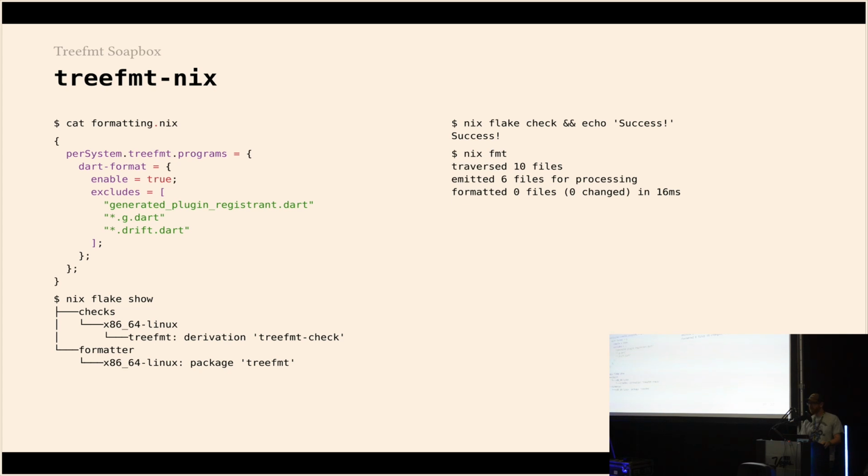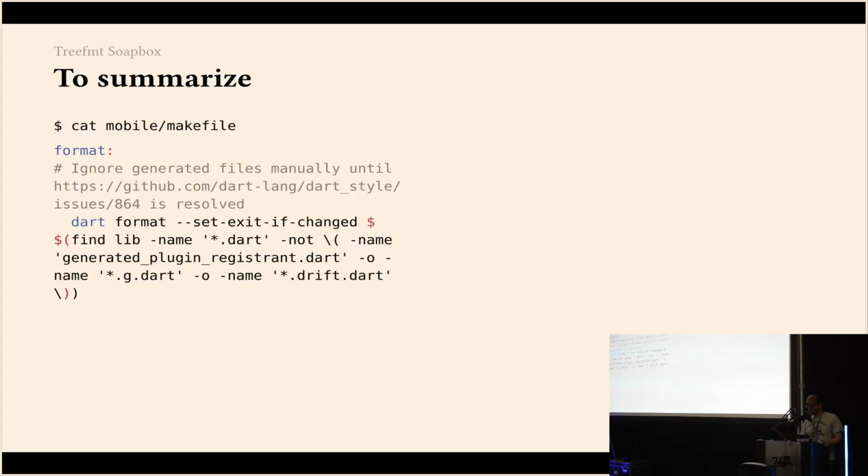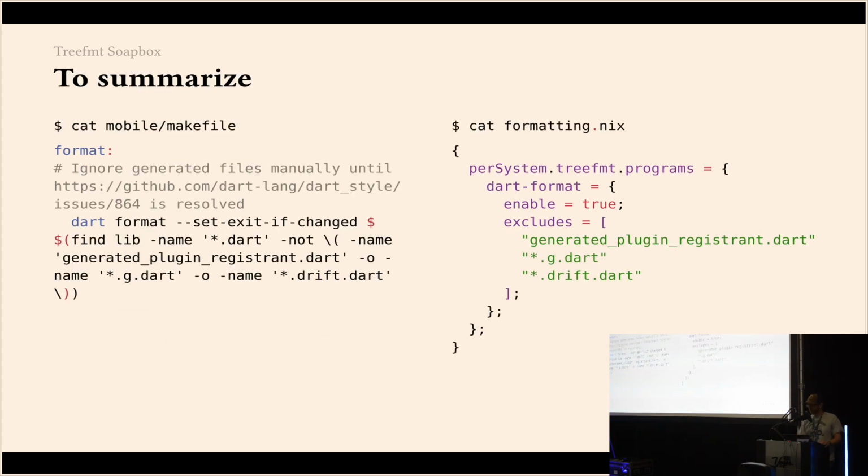So these are the two commands that you just get support for if you use TreeFMT Nix. Okay. So to summarize, we started here and we ended here. And this isn't really an apples to apples comparison. We benefit from all the power of Nix. We're being very specific about the version of TreeFMT and the version of Dart that we're using here. And you get the benefits of TreeFMT too. We're walking the file system. We're doing it quickly. We understand your git ignores. If you use git submodules or something else wonky, we'll do something sane.